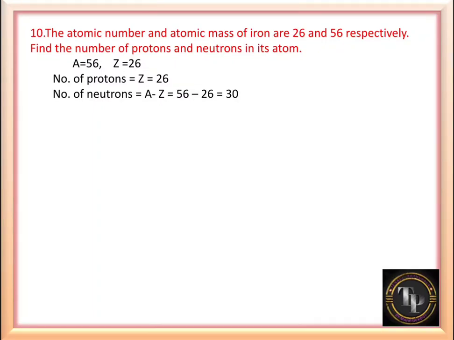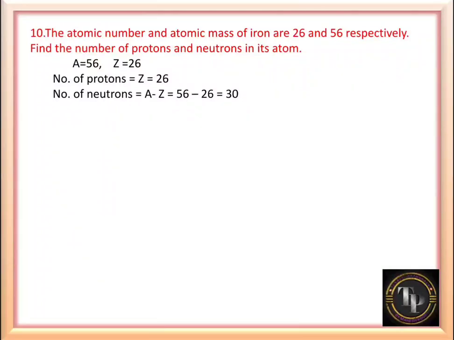Why, sir? Atomic mass means the number of protons plus neutrons. And atomic number is the number of protons. So if you subtract the number of protons from the number of protons and neutrons, you will get the number of neutrons. Meaning, number of protons is equal to atomic number. Number of neutrons is equal to mass number minus atomic number.